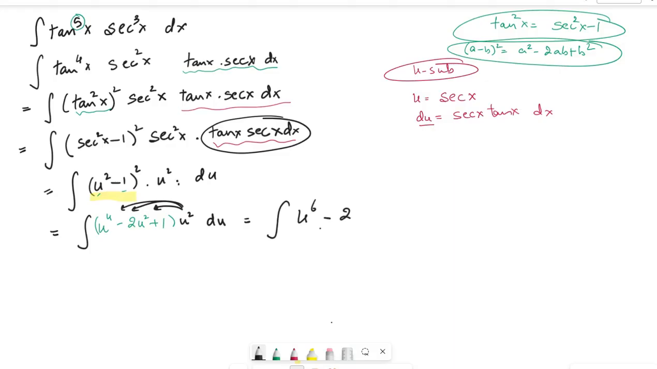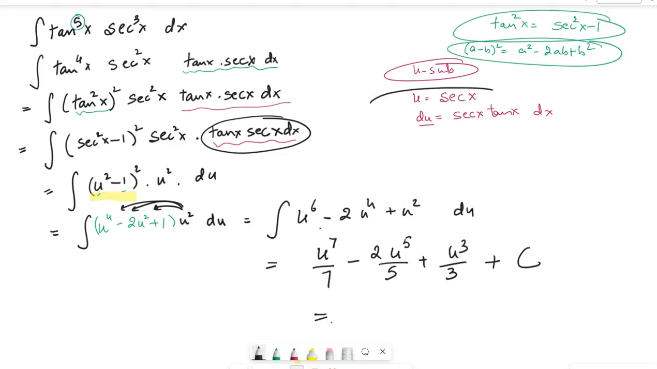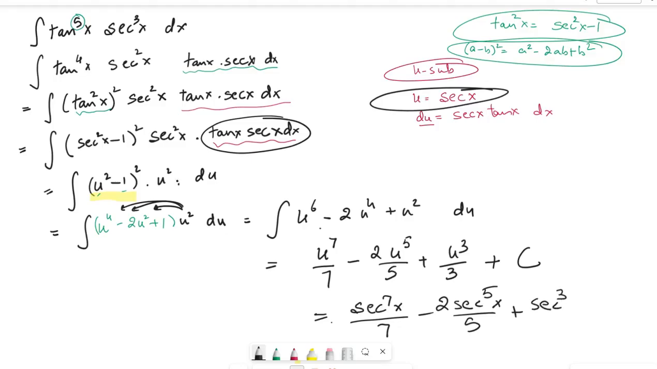u^6 minus 2u^4 plus u^2 du. Now we can integrate it using the power formula. u^7 by 7 minus 2u^5 by 5 plus u^3 by 3 plus c. And u everywhere has to be substituted back to secant x. So secant^7 x by 7 minus 2 secant^5 x by 5 plus secant^3 x by 3 plus c.